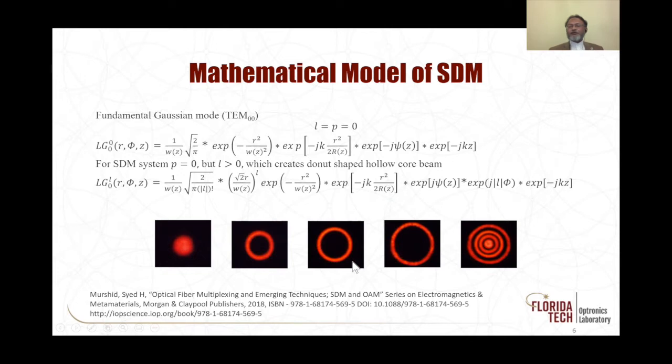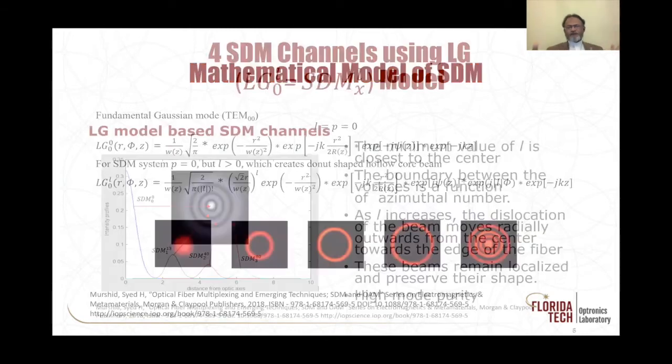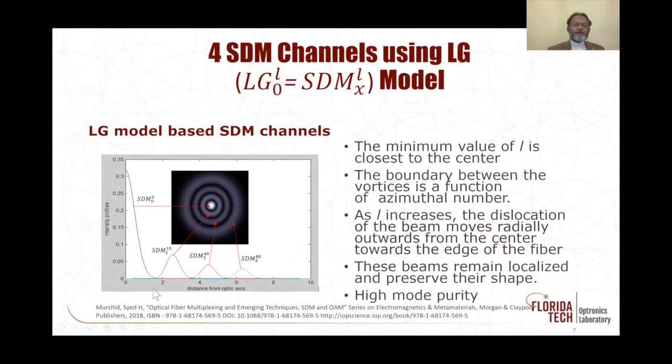And these rings could be independent of each other. So that's the basic math behind it. Very simple, basic, fundamental math if you wanted to look at it. So now if you go and look at it, I could call it SDM00 or LG0L or SDMXL because LG, this order is always 0.